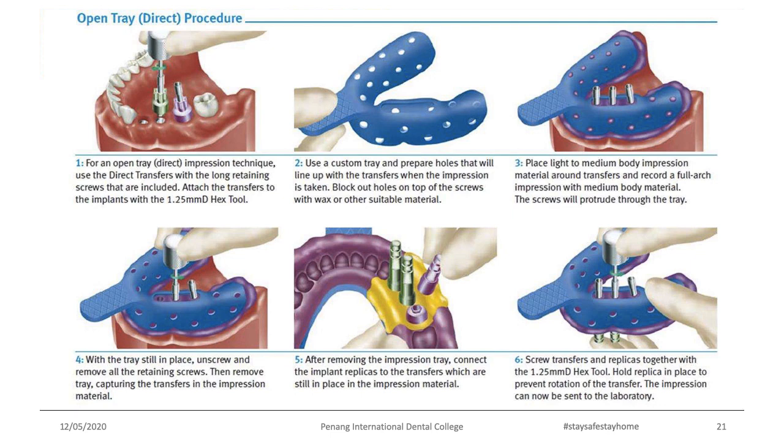Wait for the impression to set, and then you loosen the abutments with the help of the screwdriver. You completely remove the abutment from the implant, but do not remove the impression from the mouth. Once the abutment is completely loosened or disengaged from the implant, then you remove the impression. What happens is the abutment comes along with the impression tray, seated inside the impression material.